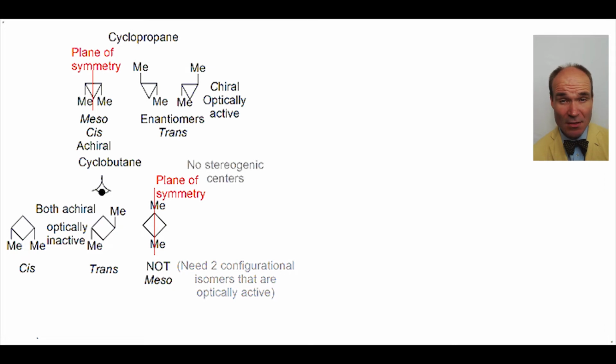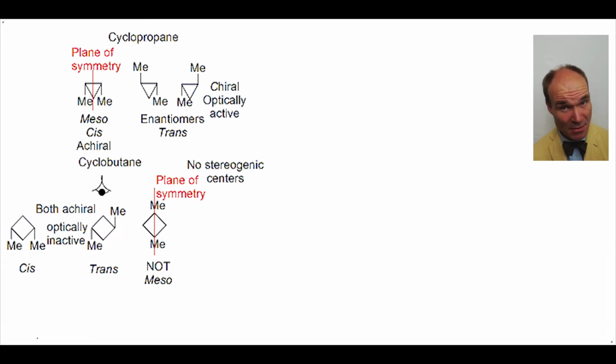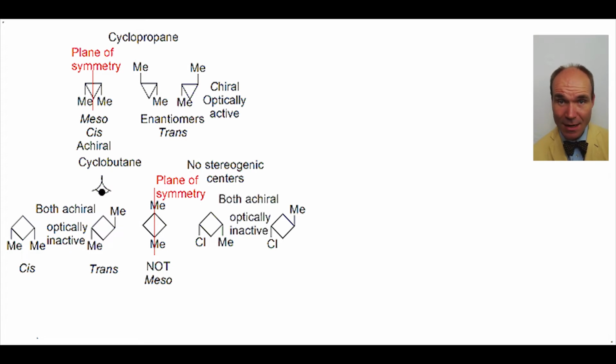It's notable that there's no stereogenic centers here. Well, we've chosen an example with the same substituents, that's to say methyl groups. Okay, well, let's exchange one of the methyl groups for a chloro group. There. Now look for that top plane of symmetry. Yep, still there, so no change. Still, both isomers are achiral, optically inactive.